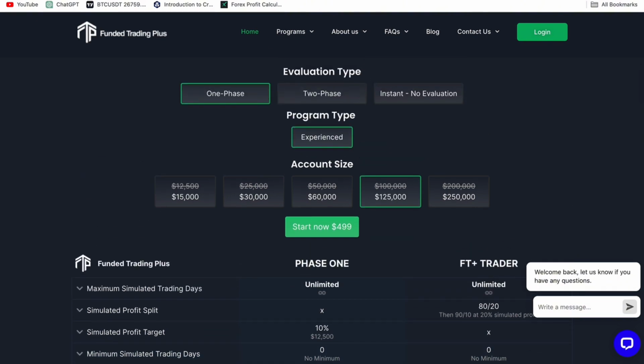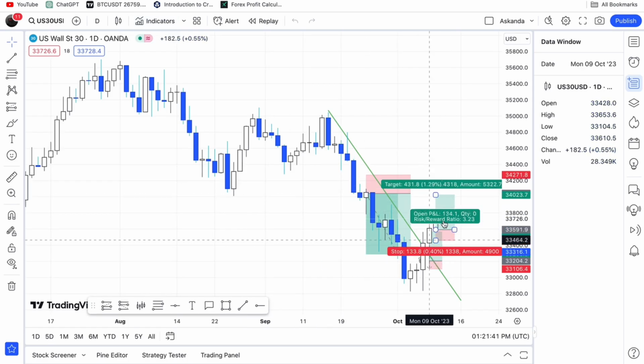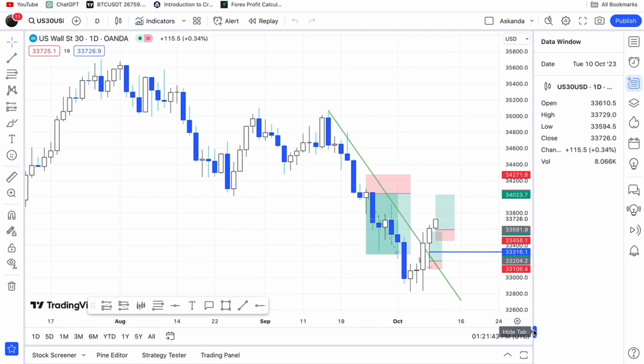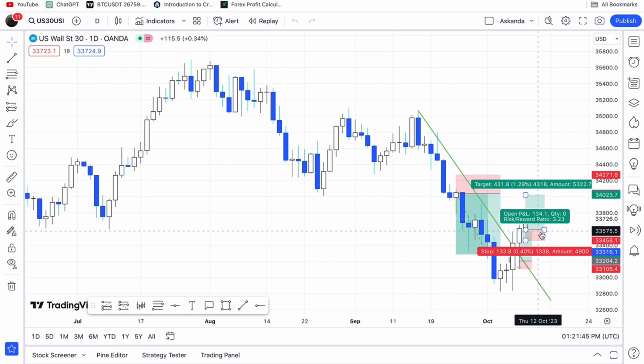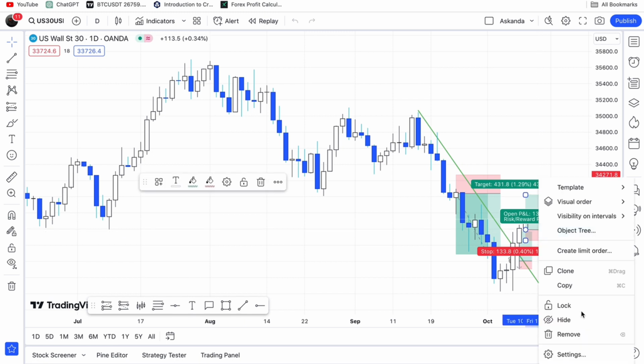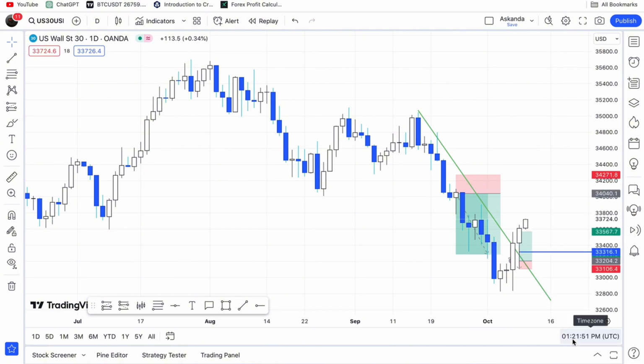So let's say we are going to trade US30. Right now US30 is in an uptrend. So this trade that we took is a 1:3 risk reward ratio. So let me redo it for you guys to see. Okay, so it's a 1:3 risk reward ratio.